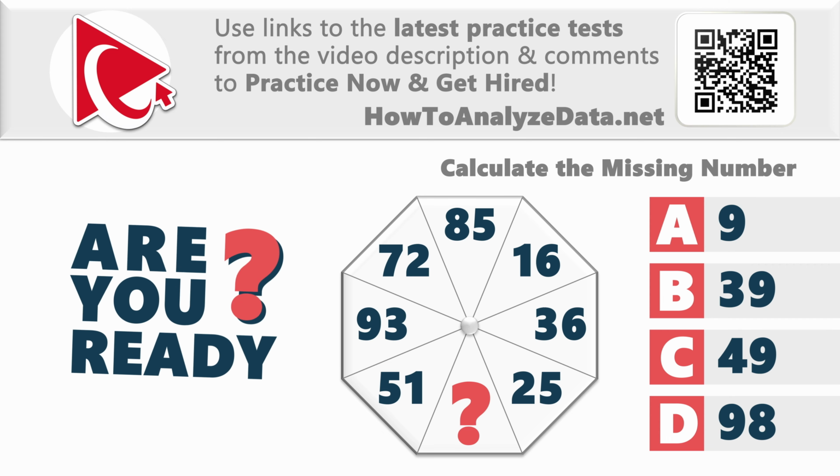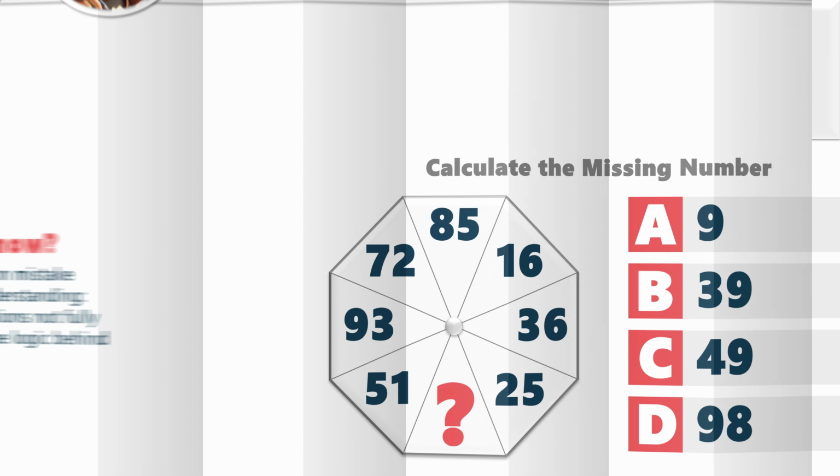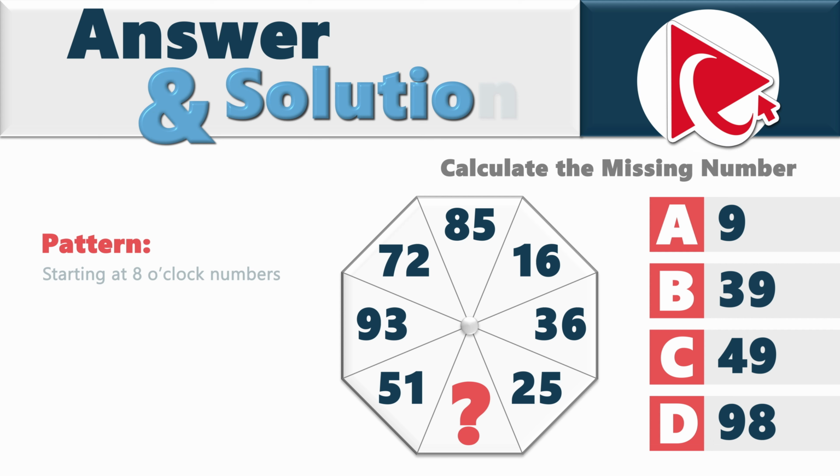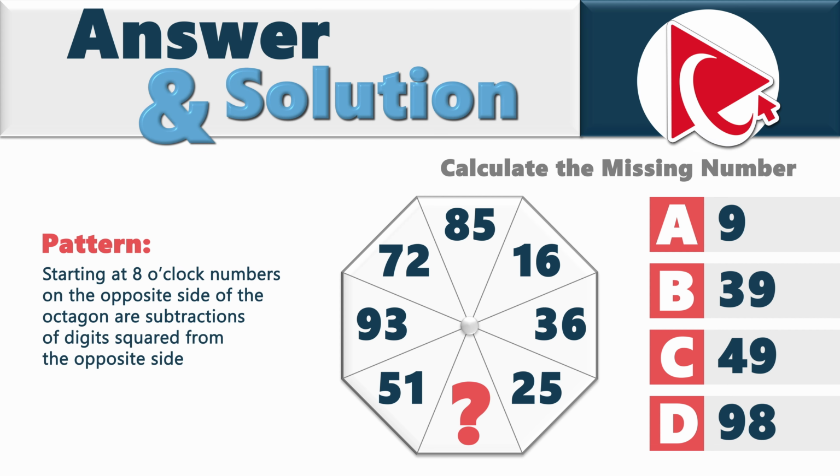Time's up. Are you ready to show your answer? And as you might have guessed, the pattern here is very simple. Starting at 8 o'clock, numbers on the opposite side of the octagon are subtractions of the digits squared from the opposite side.